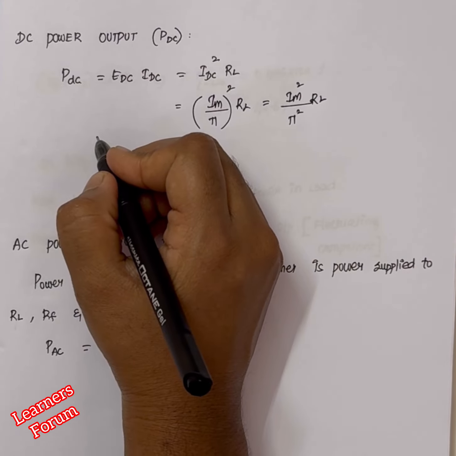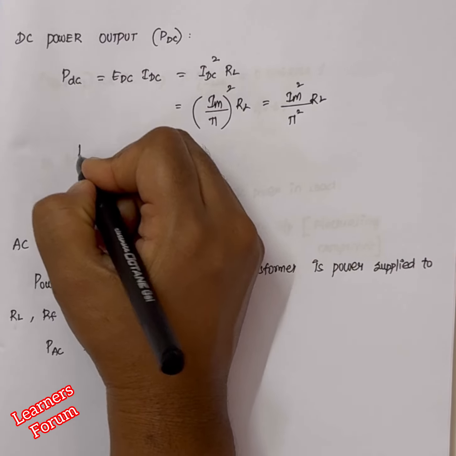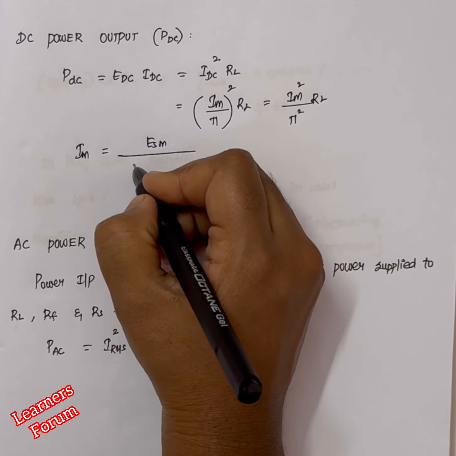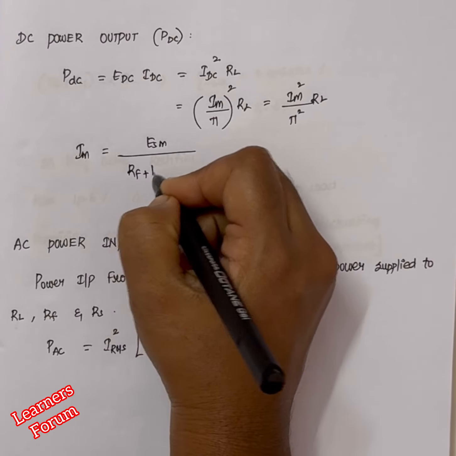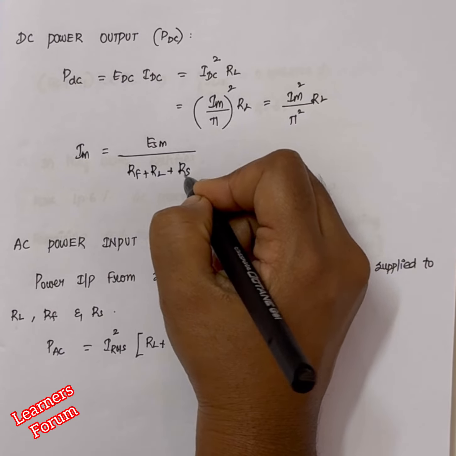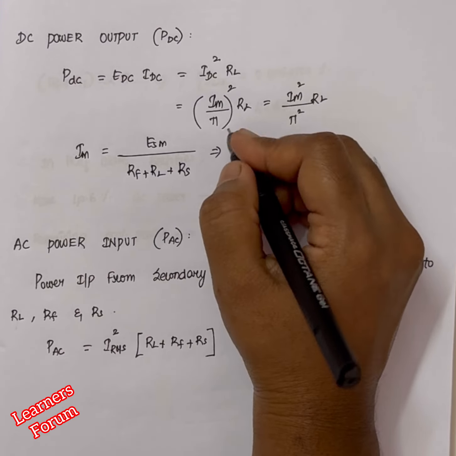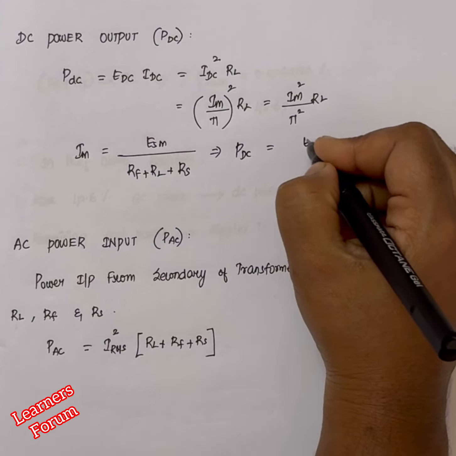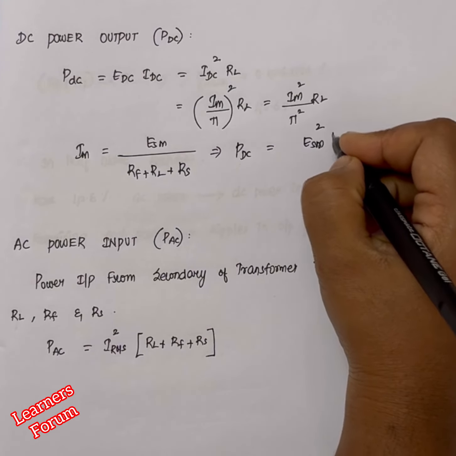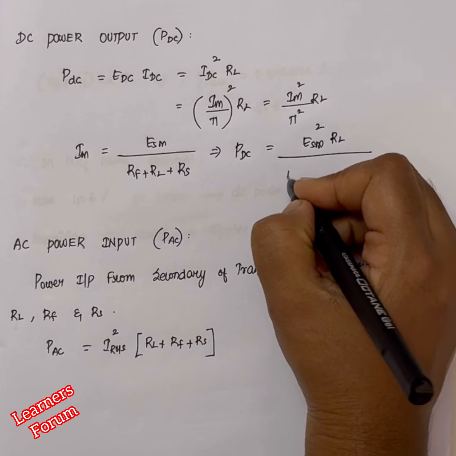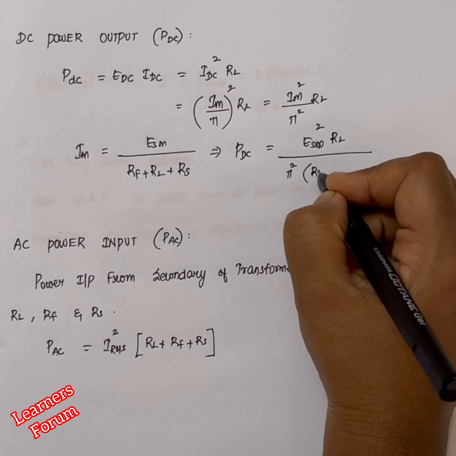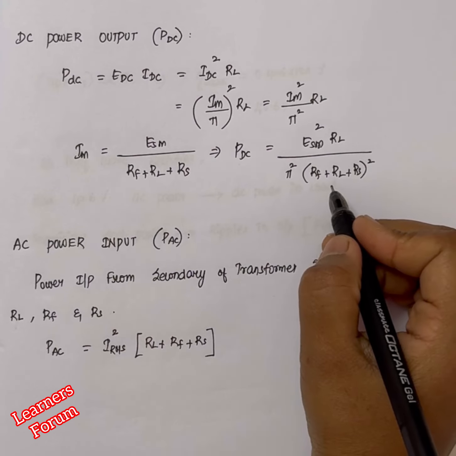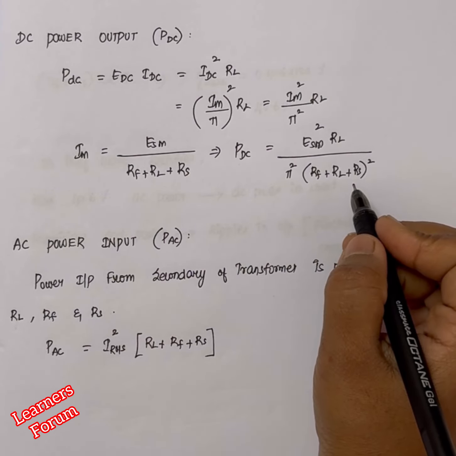Again, the value of Im is still unknown there. Im is nothing but ESM divided by the total resistance value RF plus RL plus RS. Applying that, we get the net DC power output PDC as ESM square RL divided by pi square into (RF plus RL plus RS) the whole square. So this is the net value of DC power output.